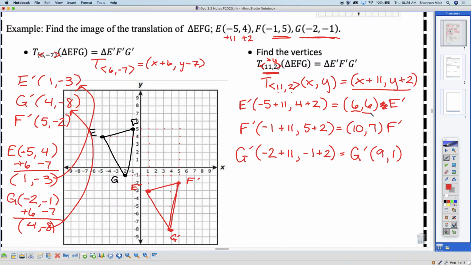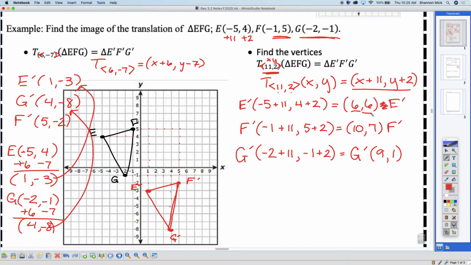You have -1 plus 11, and 5 plus 2. Is there a negative if you subtract it? Yes, if it was a negative, you would subtract it. Like over here, we subtracted. You just add or subtract to your X and Y.